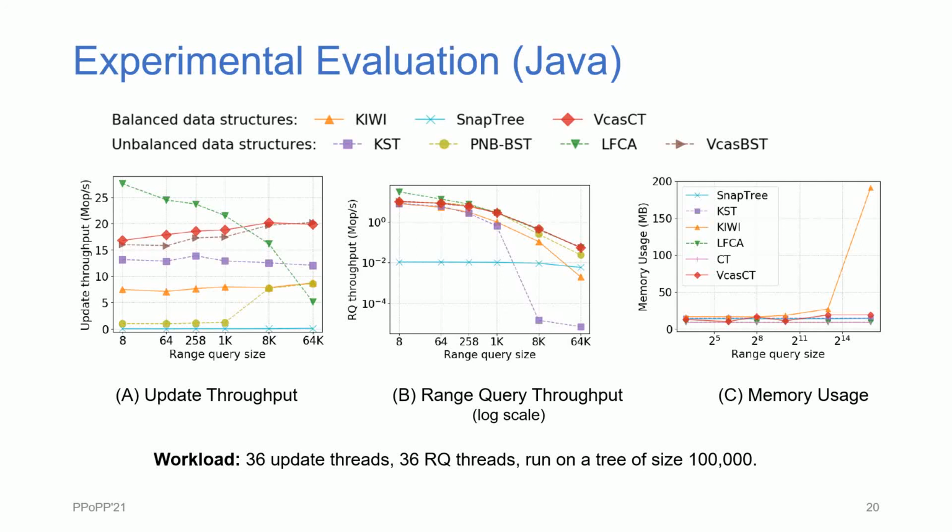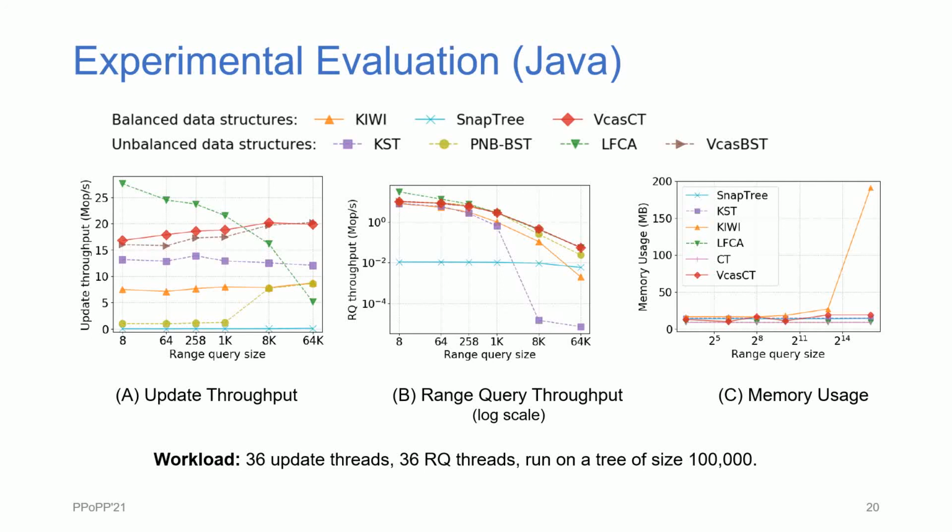Rather than using a global timestamp, LFCA synchronizes range queries and updates by having update operations help ongoing range queries. This causes problems in the opposite case where range query size is large, because update operations have to spend a lot of time helping the large range queries. So there's a trade-off between our VCAS-CT and LFCA depending on the range query size. When compared to the data structures other than LFCA, our approach has higher throughput in both the update and range query graphs.